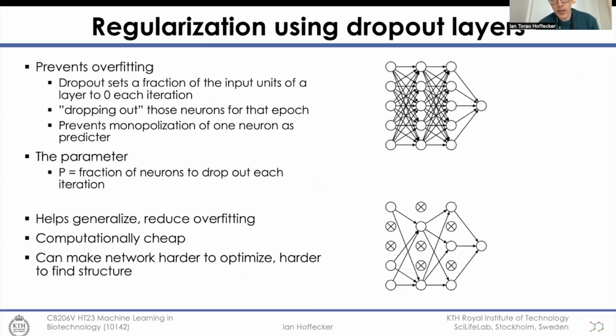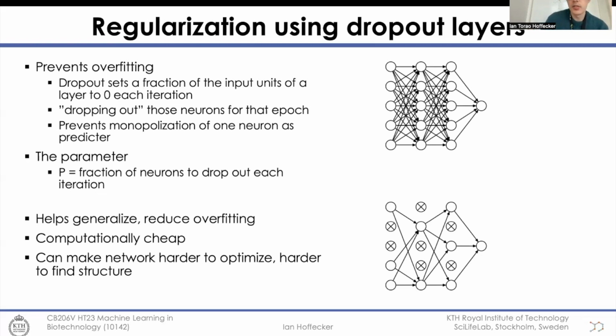Another strategy for regularization, so that's one approach. Another way to avoid overfitting is using something called dropout layers. The idea is that we turn off certain neurons or nodes in our network randomly. The key parameter is the fraction of nodes that you drop out each iteration, and you change this every time so that you give different combinations of nodes an equal chance to contribute to the prediction.